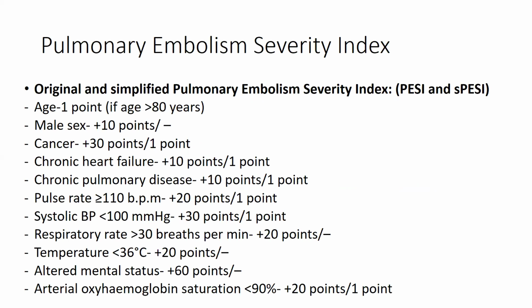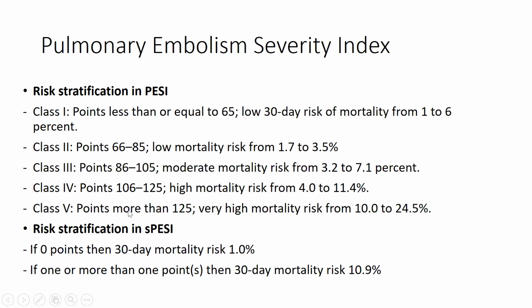All right, it's something that I want you to look at. There are two types of them: the pulmonary embolism severity index, and the modified one. So just look at the age, 1 point per year. If the patient is more than 80 years, you give 1 point. The male gender, 10 points. Cancer, 10 points. For the test criteria, chronic heart failure, 10 points. Chronic pulmonary disease, 10 points. Another, let's see. So risk stratification.